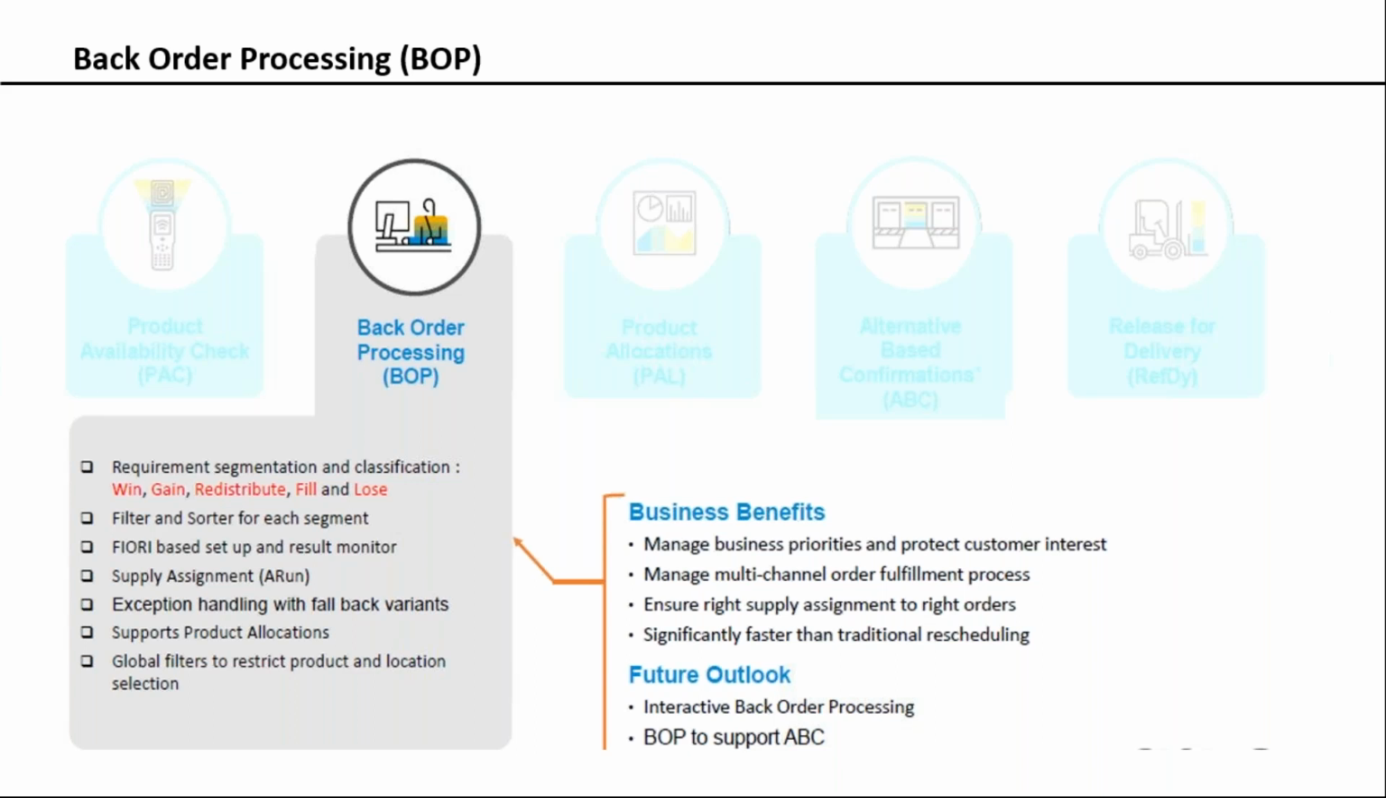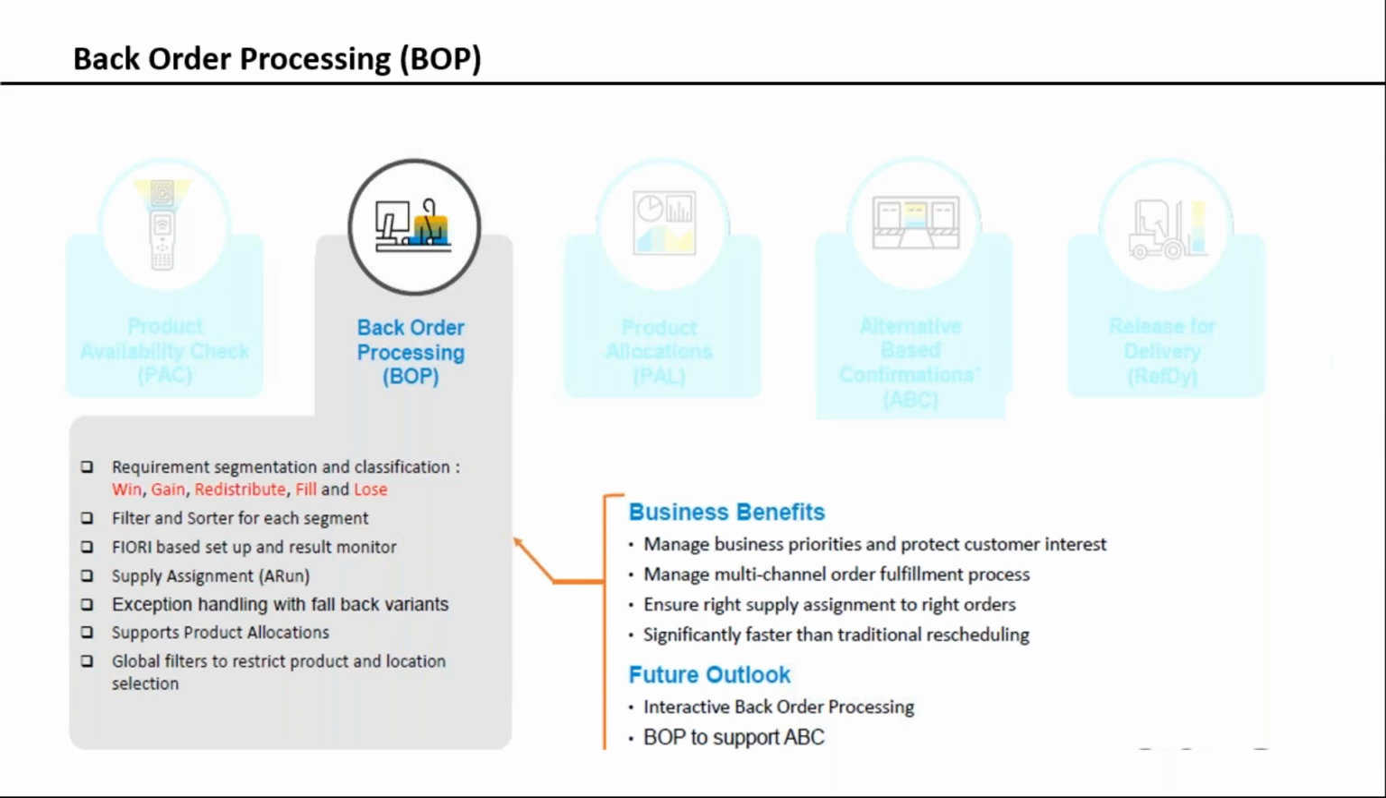Alternative based confirmations support in BOP was released only in 1909. It does not exist in 1809. So the main benefits are to manage the business priorities and protect customers, in any case, without losing any high priority customers.